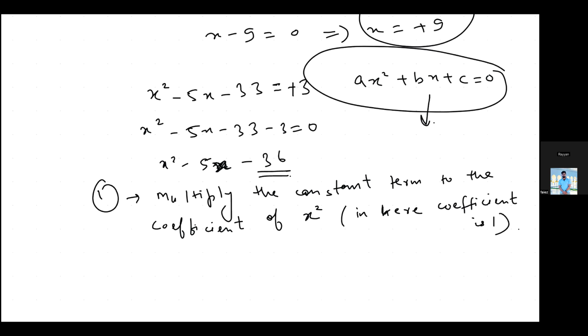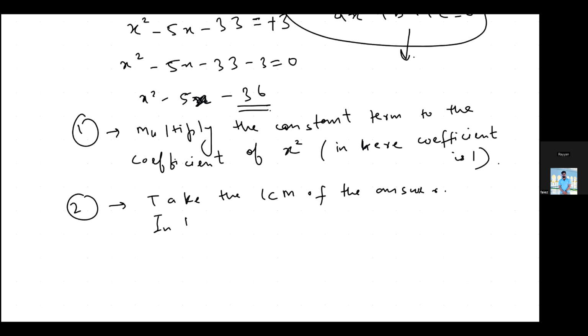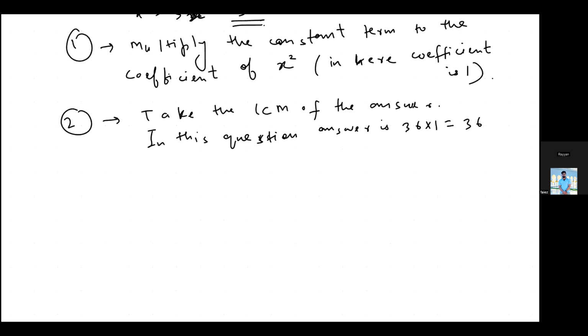So you multiply that. Now, when you do that, second step, take the LCM of the answer. In this case, the answer is 36. In this question, the answer is 36 times 1, which is equal to 36. After taking the LCM, LCM is 2 times 2 times 3 times 3.